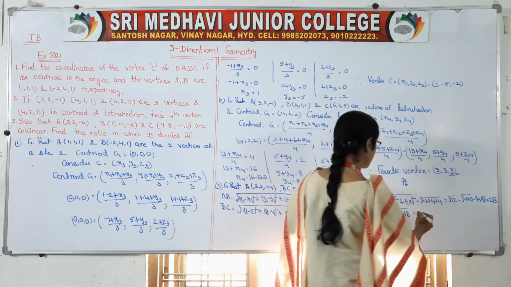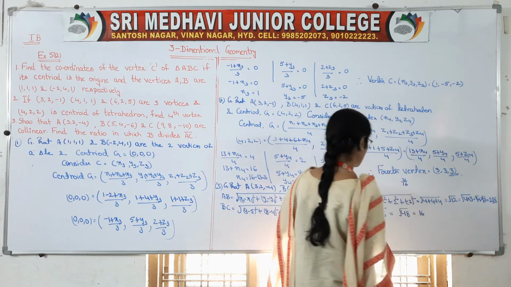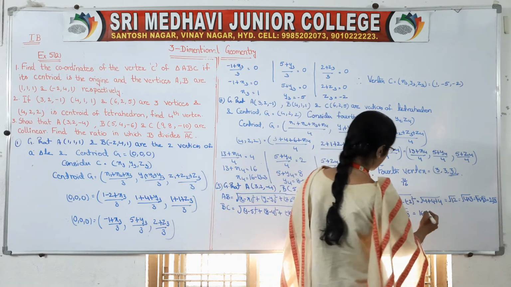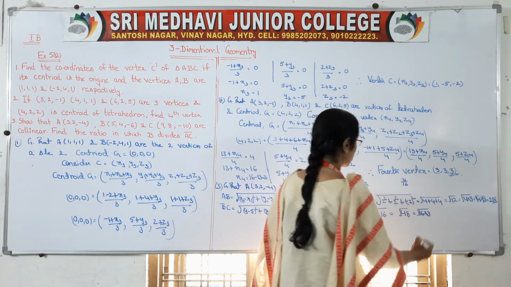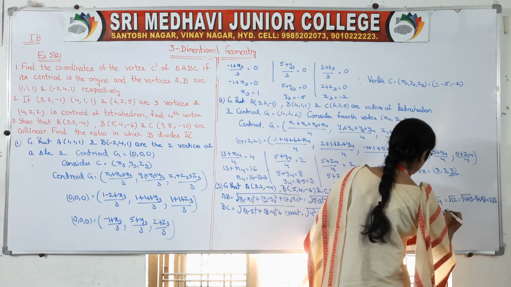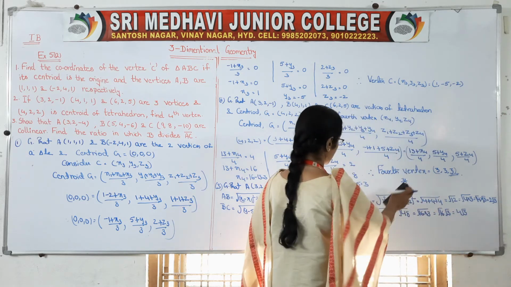So how can we write this one? We can write this as 16 threes, right? 16 threes are 48. So we can write separately root 16 root 3 is equal to 4 root 3.